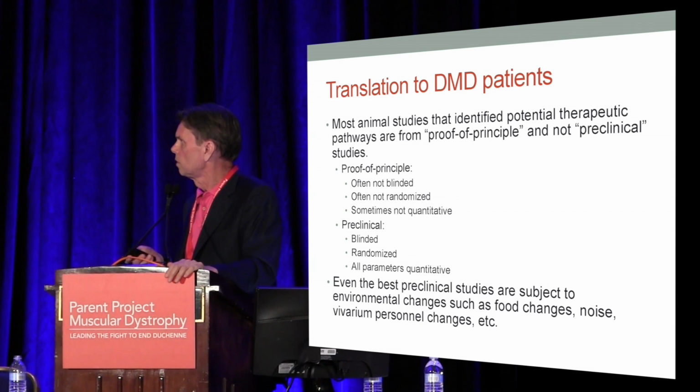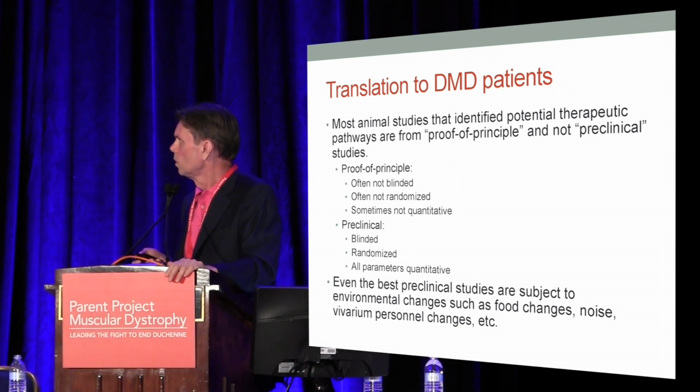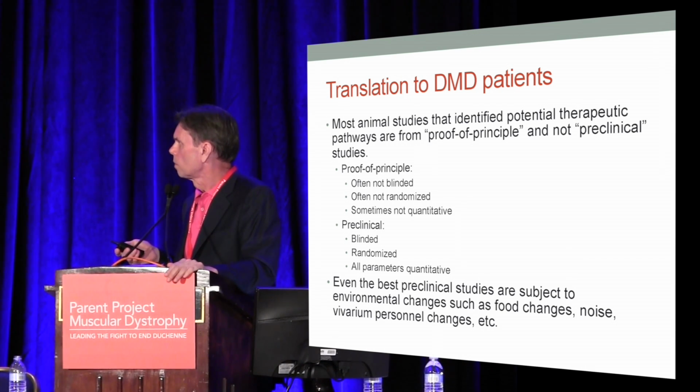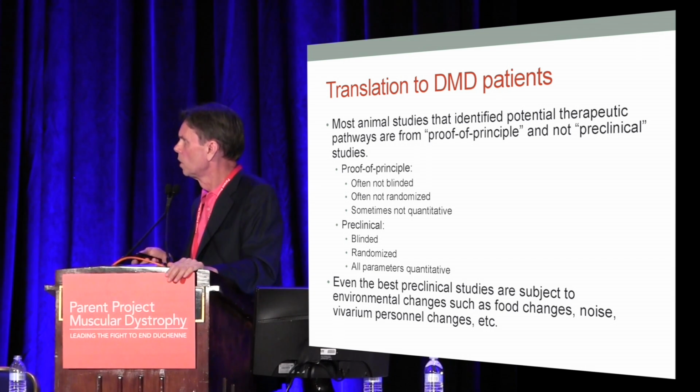And then what John really wanted me to start out talking about is the fact that most of the animal studies that scientists do, especially in this field, are really more proof of principle studies than true preclinical studies. Most of them are not blinded, they're not randomized, and many of them rely on histological, non-quantitative parameters to evaluate what happened. Real preclinical studies need to be blinded, need to be randomized, and the parameters have to be quantitative.